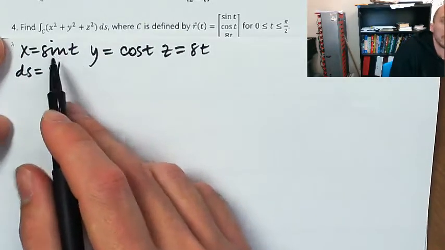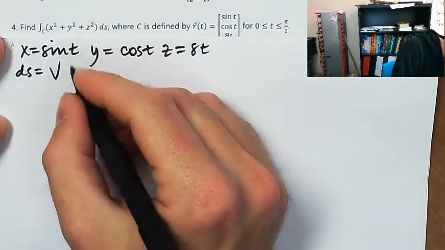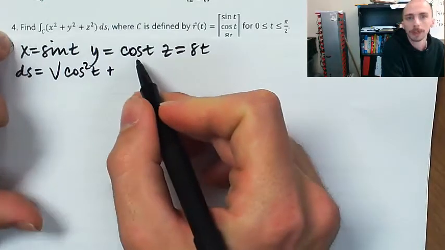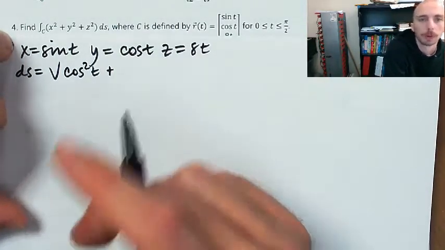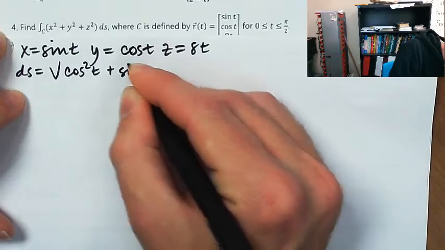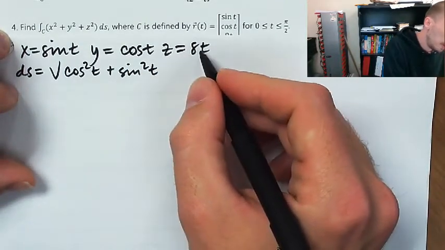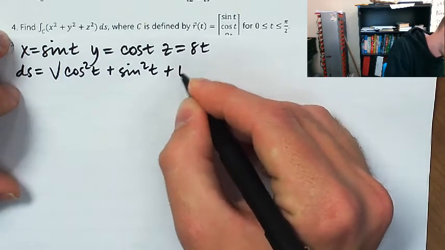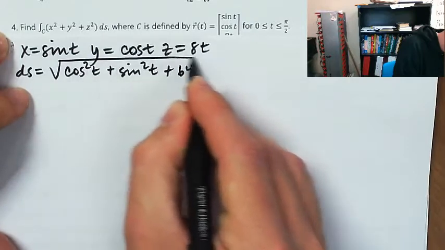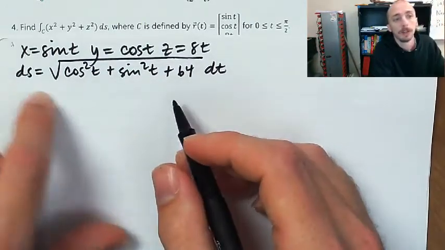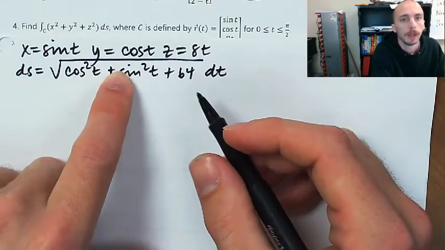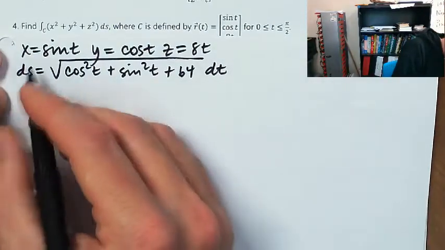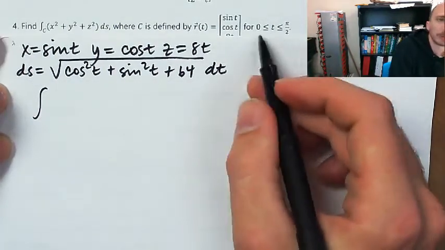dx/dt squared. Well, dx/dt is cosine t. Plus dy/dt squared, which is negative sine of t. If I square that, I'll get positive sine squared t. Plus dz/dt squared, so that would be 64. Interesting. But at the end of the day, cosine squared t plus sine squared t is 1, and so I'll have the square root of 65 dt. So t is running from 0 to pi over 2.